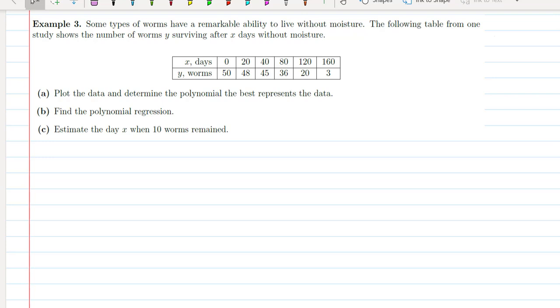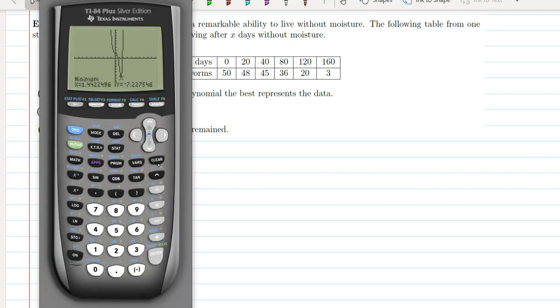So in a lab somewhere, for 160 days, they observed some worms without moisture. They started with 50, and after 160 days, there were 3 worms that were still left alive, and then we have some data in between. So the first thing we are asked to do is plot the data and determine the polynomial that best represents the data. So this is going to be similar to when we did our linear regression.